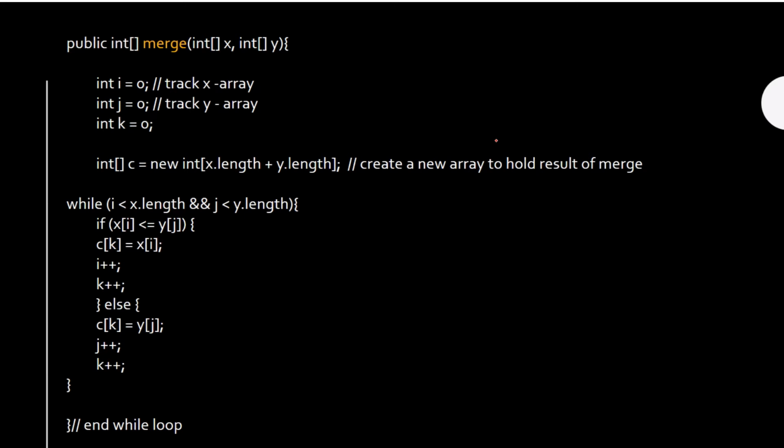So let's see the merge operation. The merge operation takes two arrays, X and Y. We initialize I to track the X array, and J to track the Y array, and K for the new array C, which is going to be of size of the two arrays. Then as long as I, which is tracking the X array, is less than its size, and J is less than its size, we do our comparison.